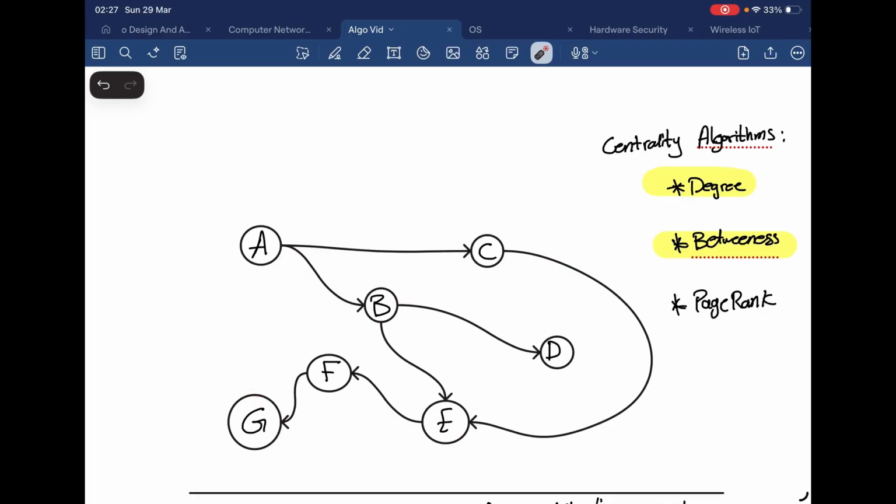If node E lies on many shortest paths, here is node E, if it lies on many shortest paths between different pairs of nodes, then E has high betweenness centrality. This means E plays a critical role in controlling the flow of information. Even if E does not have many connections, it can still be very important. This type of node is often responsible for connecting different communities. Removing such a node can fragment the network. This makes betweenness centrality very useful for detecting strategic influencers.